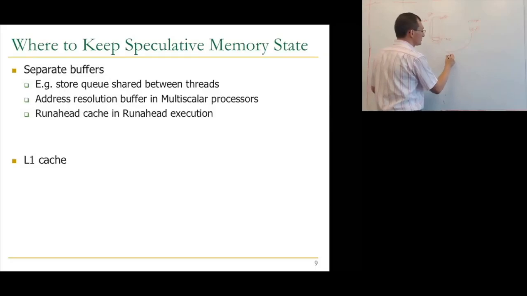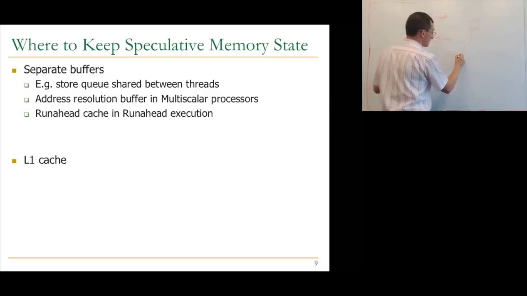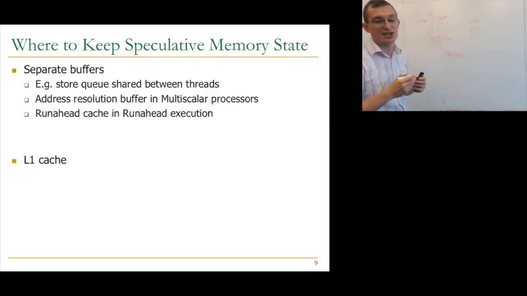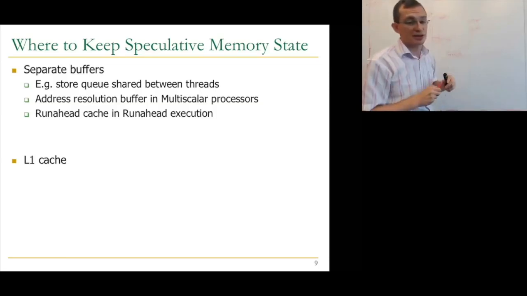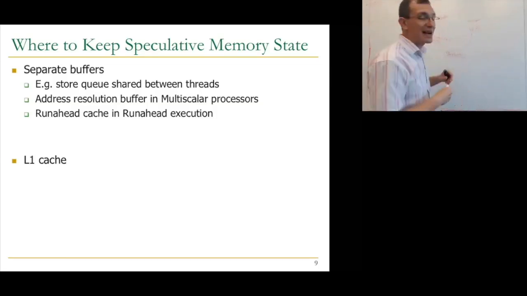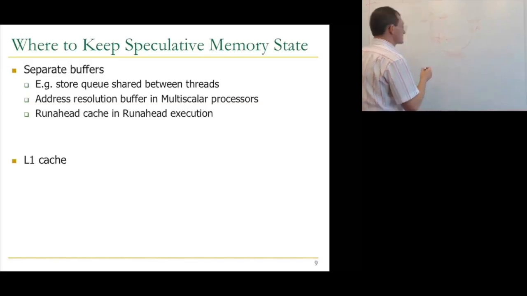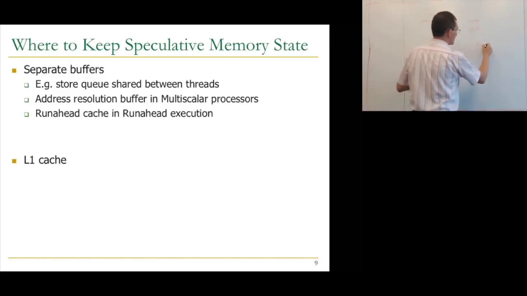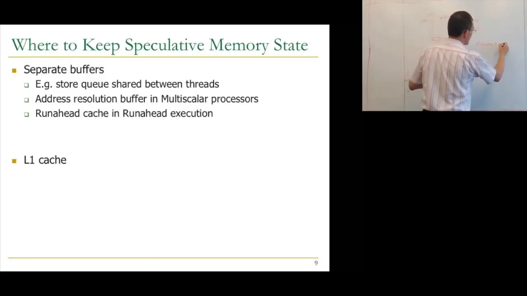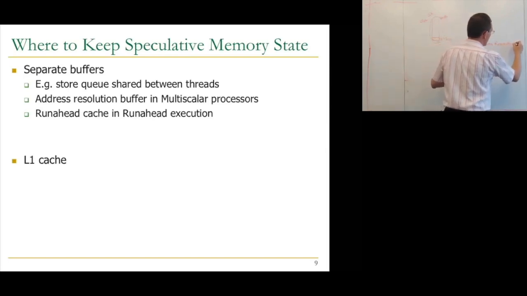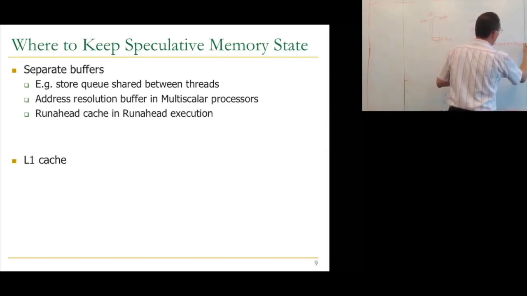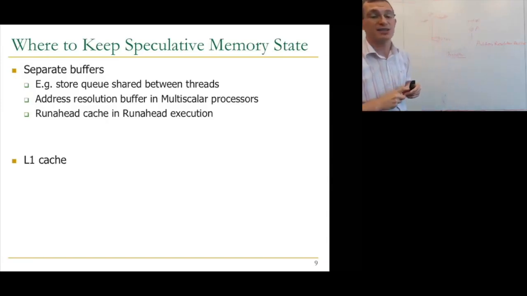So this is the store buffer approach, a separate store buffer approach. Now this is an additional data structure, but this is doable certainly. This is very similar to the address resolution buffer in multiscalar processors that we will cover. Basically, the address resolution buffer is a way of ensuring that store-load dependencies are satisfied in multiscalar processors.